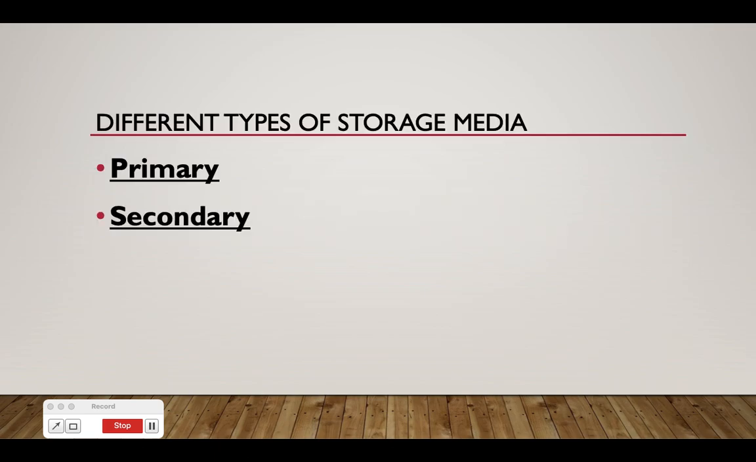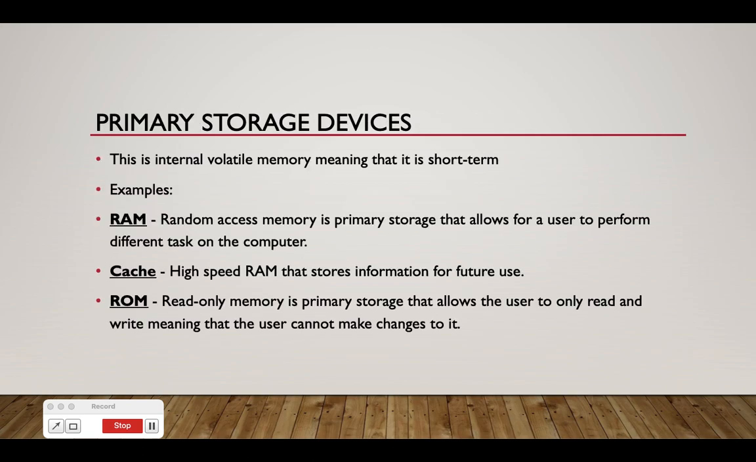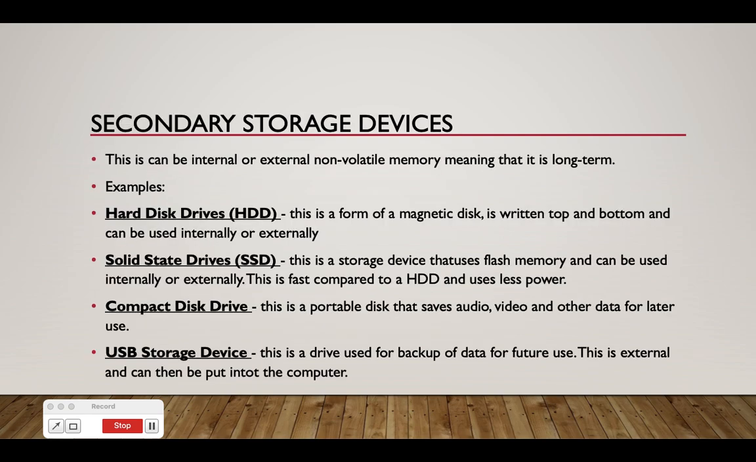The different types of storage media, the two types we're going to talk about are primary and secondary. So primary storage devices are internal volatile memory. Volatile means that it's short term. Examples of these are RAM, random access memory. It allows a user to perform different tasks on the computer. The cache is high-speed RAM that stores information for future use. And the ROM, which is read-only memory, allows the user to only read, meaning that changes cannot be made to the document or the information.